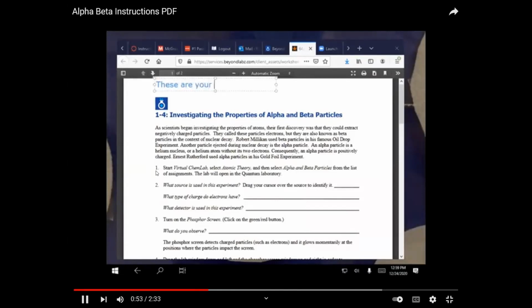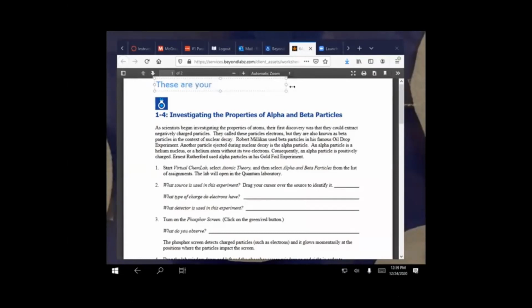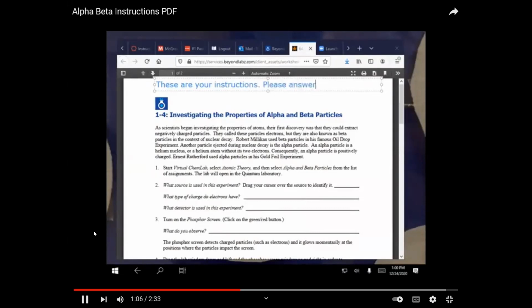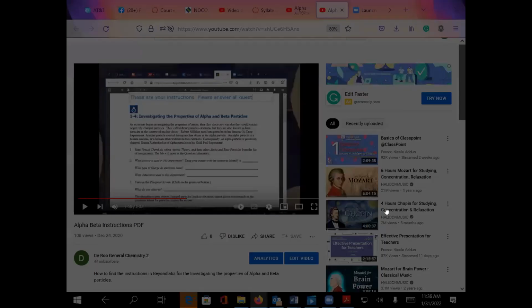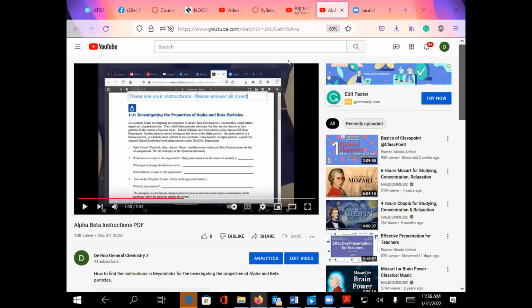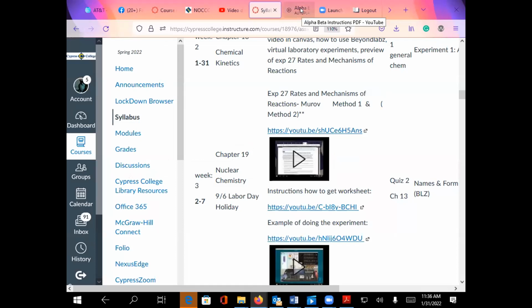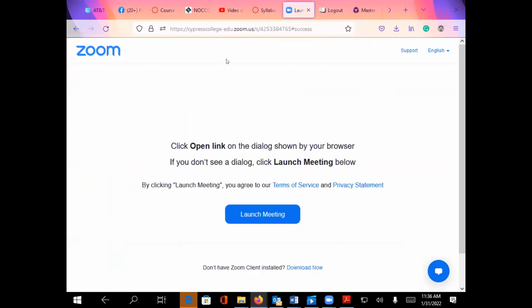So this is just an example for you. We're not doing this particular one, but it shows you that there are instructions, and it's pretty short. That's just an example to show you how to get worksheets. Again, we're not doing this particular one, but it shows you there are going to be worksheets on your Beyond Labs.